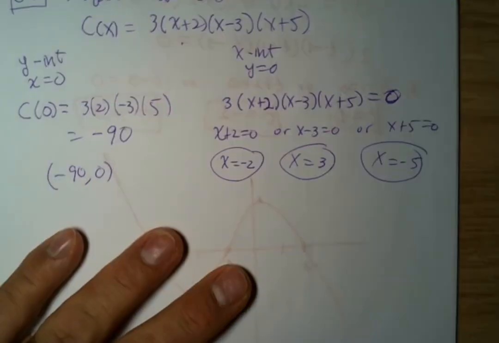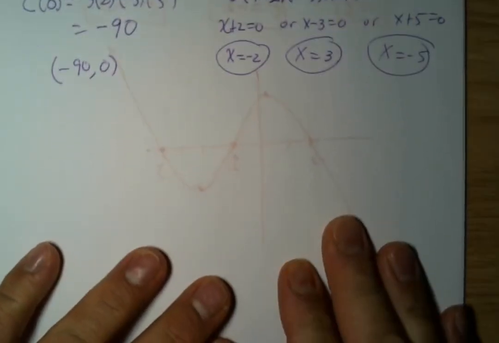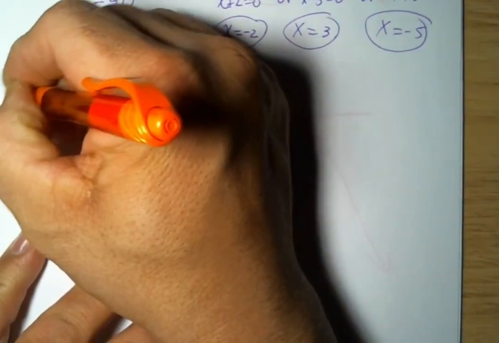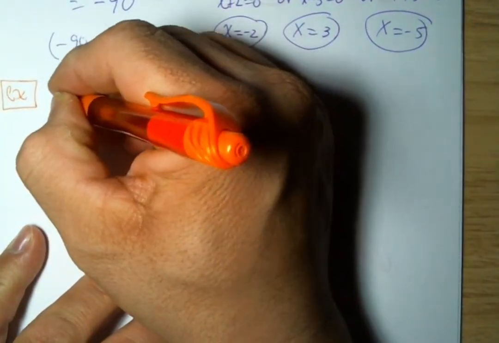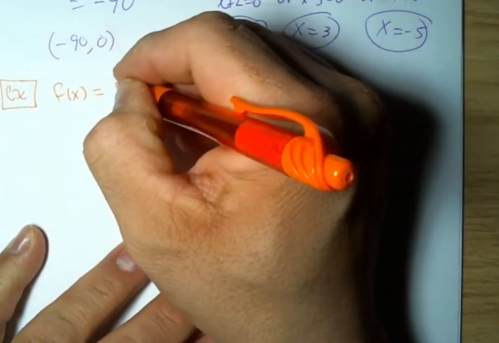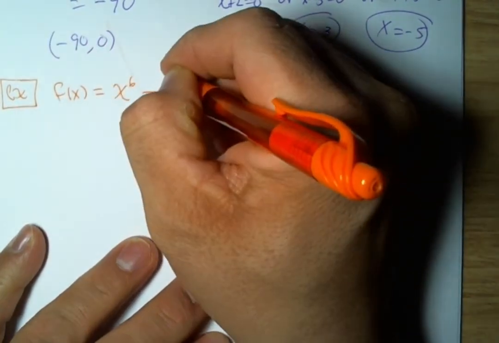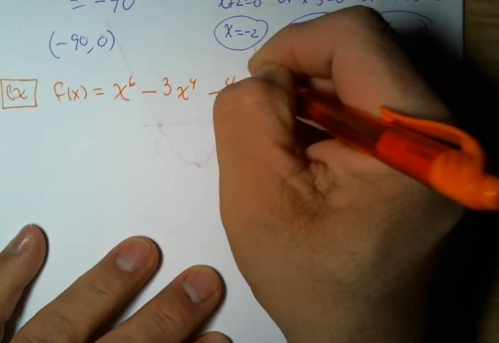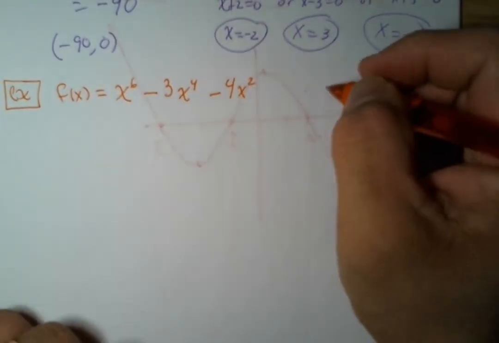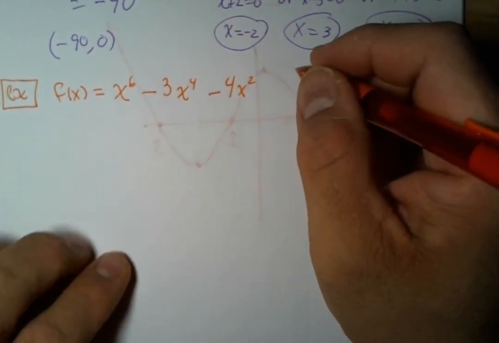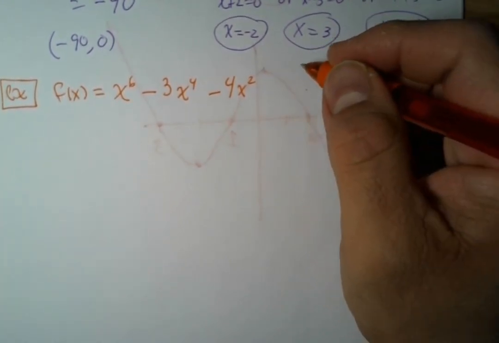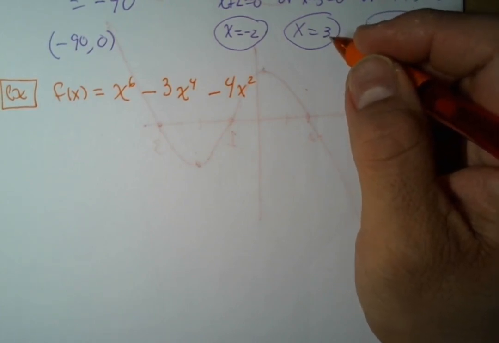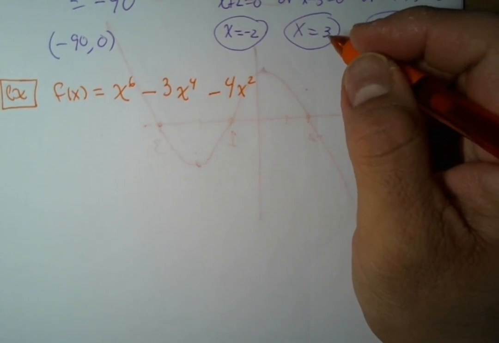But what if it isn't? In that case, we do have to do a little bit of work. So let's do an example where that happens to be the case. Let's say we had f of x equals x to the 6th minus 3x to the 4th minus 4x squared. So we have a polynomial of degree 6, so we have a possibility of 6 x-intercepts. Again, possibility, not guaranteed, just a possibility. At most 6.